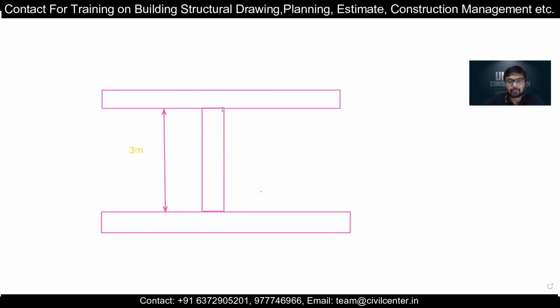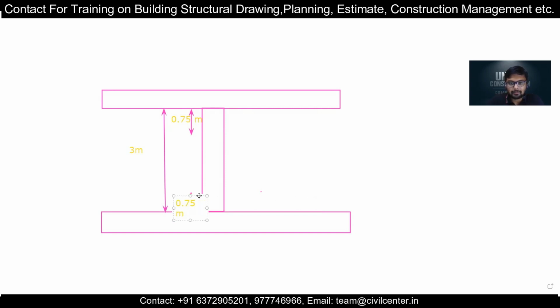Basically, where we should lap it is we should leave a space of L by 4 from this end and L by 4 from this end. So if we go by this L by 4, it will be L by 4 from here and L by 4 from here. So the remaining space, we can provide lapping in this region. L by 4, if we go 3 by 4, it will be 0.75 meter from the top and 0.75 meter from the bottom. We can provide the lapping.